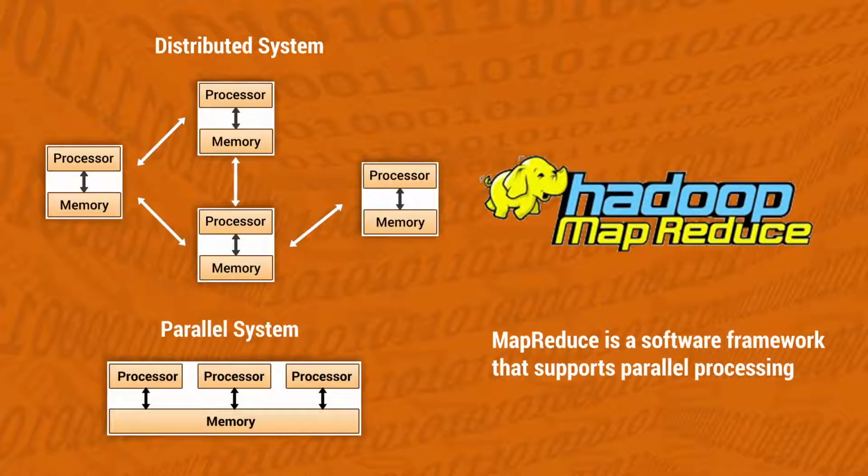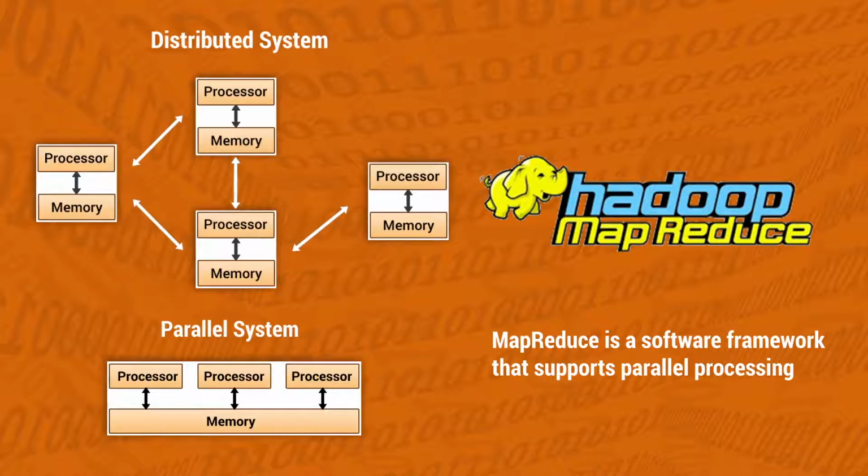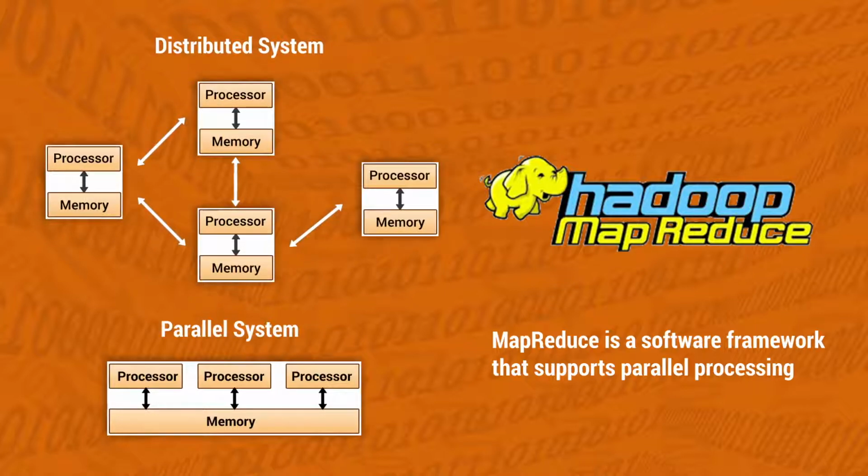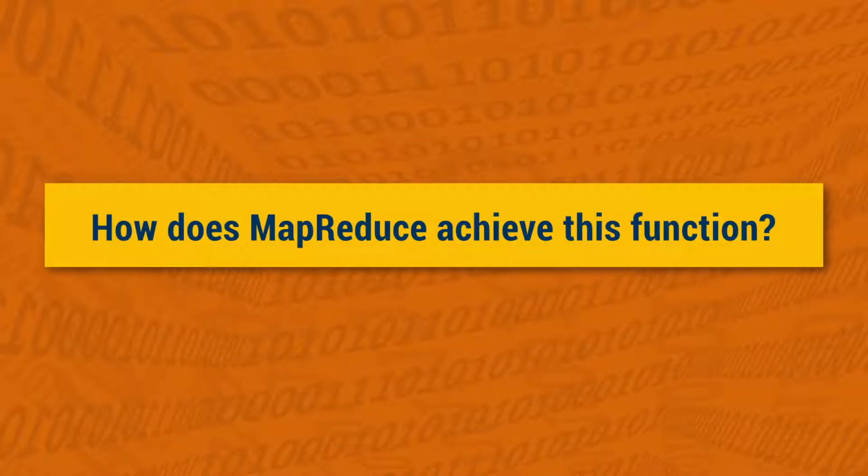The Hadoop MapReduce engine is a high-performance parallel or distributed data processing implementation of the MapReduce algorithm. This means that it can be used to write programs that can process large amounts of unstructured data by using a number of distributed processors simultaneously. How does MapReduce achieve this function?